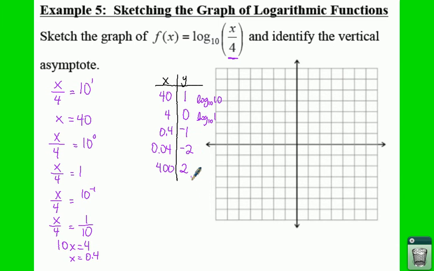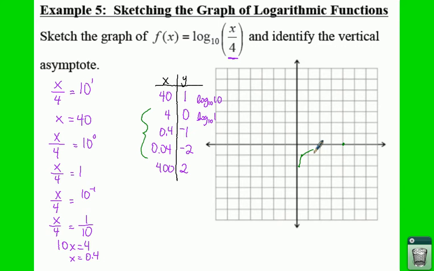So let's go ahead and graph some of these. Only problem is it's going to be a little difficult to graph because we don't have a huge graph here. So we're just going to graph mainly these 3 here in the middle. So we're going to go over 4, up 0. So there's the first point. Then we're going to go over 0.4, down 1. And then we're going to go over 0.04, down 2. So here's where your graph is going.